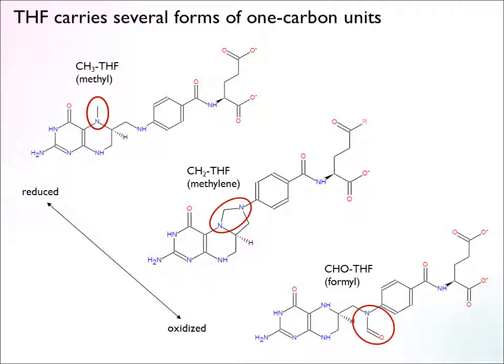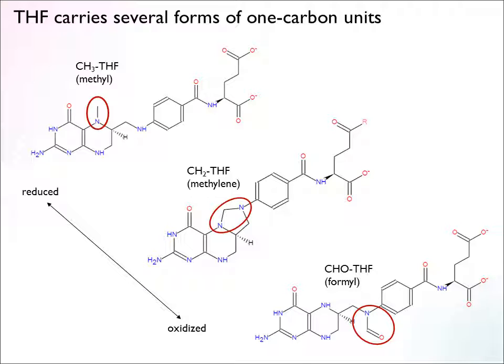S-adenosylmethionine carries only methyl groups. It's the methyl group of methionine that is carried. But tetrahydrofolate can carry one carbon units in several forms. And I guess that it's really when it comes to folate that people use the term one carbon unit to really capture these different forms. So here we see the three major forms, I would say, of the one carbon unit bound to folate. There's a methyl form, there's a methylene form, and there's a formyl version of the one carbon unit.